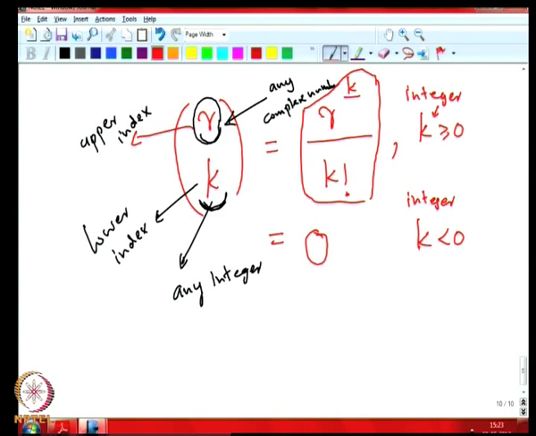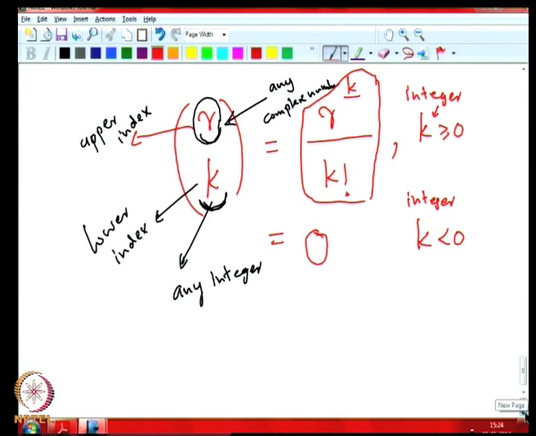Now of course one can ask why we are restricting k to be integers. The argument in the book Concrete Mathematics is that as far as applications are concerned, this much generalization is usually sufficient. They have given a further generalization, but the interested student can read it from the book Concrete Mathematics.